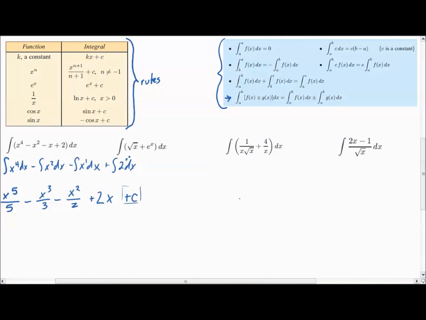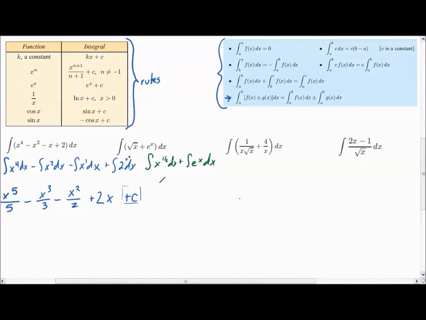All right, so let's go ahead and look at the second one. The integral of the square root of x plus e to the x. And so we're going to rewrite this as the integral of x to the 1/2 dx plus the integral of e to the x dx. And so you should be able to figure those out pretty easily.